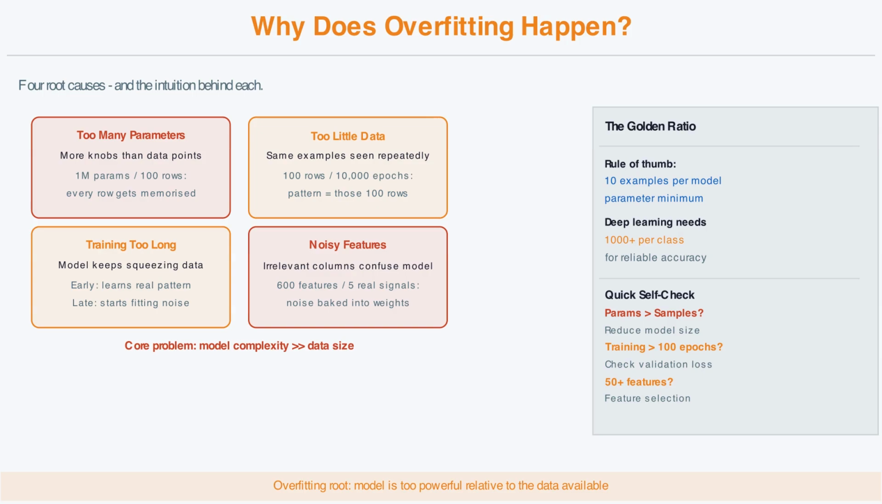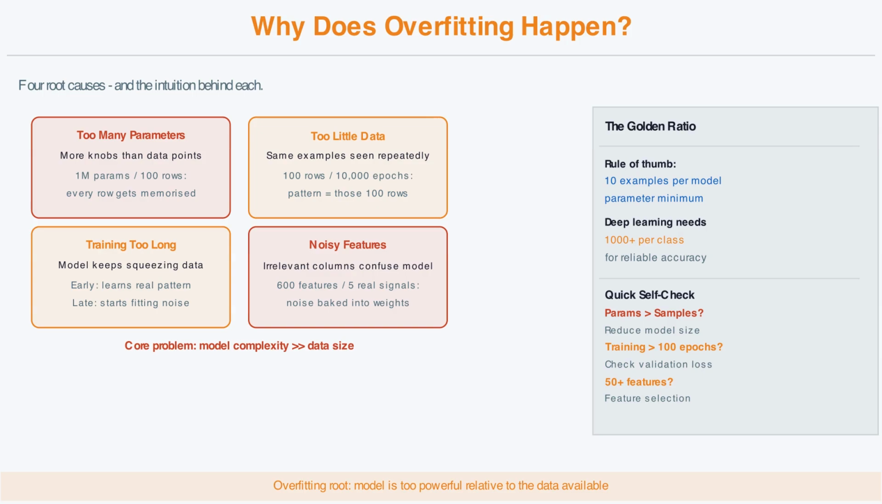Third, training too long. In the early stages of training, the model learns the real underlying pattern. But if you keep training past that point, it starts fitting the noise, the random fluctuations that exist in your specific training sample but do not exist in the real world. Fourth, noisy features.